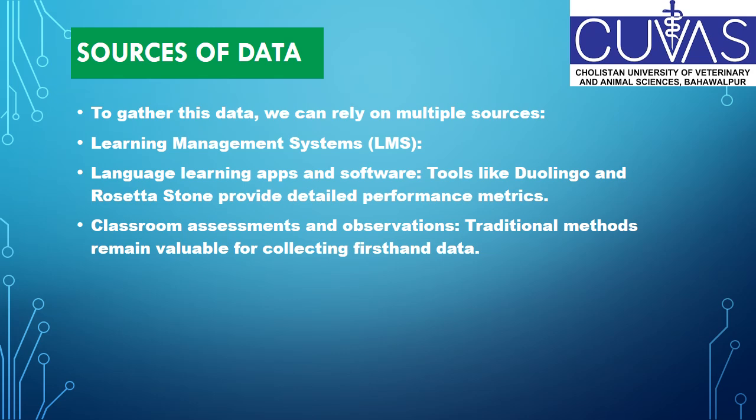Sources of data. To gather this data, we can rely on multiple sources. Some of them are discussed here, like language learning apps and software tools like Duolingo and Rosetta Stone, which provide detailed performance metrics. These are software that provide the performance metrics on how the learners are performing. While classroom assessment and observations, the traditional methods, remain valuable for collecting first-hand data.